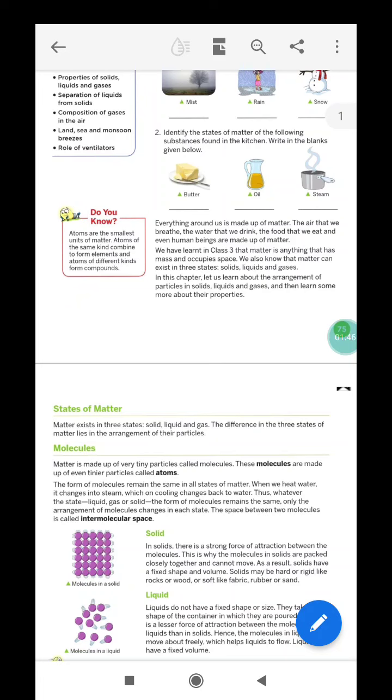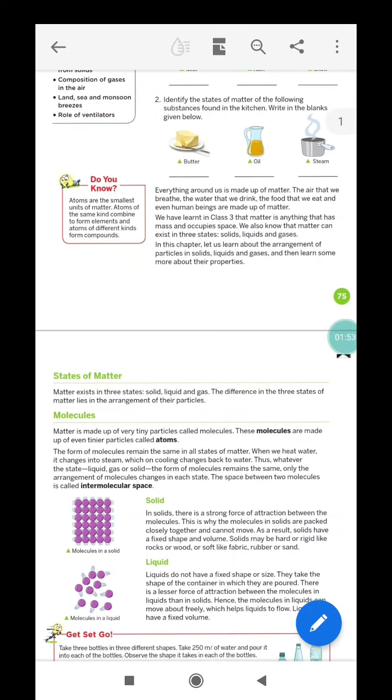We have learnt in class 3 that matter is anything that has mass and occupies space. We also know that matter can exist in 3 states: solids, liquid and gas. In the previous classes we have read about the solid, liquid and gases. And what is matter? Matter is something that has weight, has mass and occupies space. Anything that has mass and occupies space is known as matter. And matter can exist in 3 states, that is solid, liquid and gas.